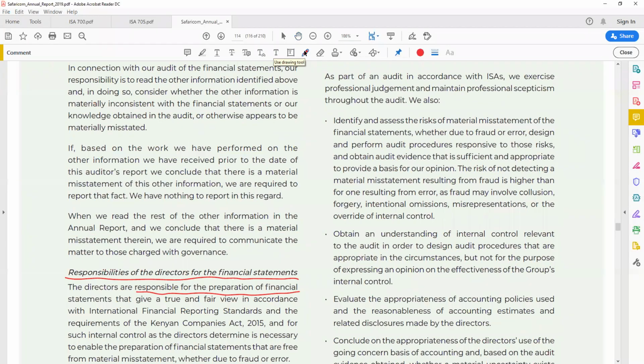Okay, you're able to assess the risk of material misstatement, obtain a study on internal control of the company, evaluate the accounting policies the company has used, and conclude whether the going concern basis was appropriate. So you tell the users, in a summary, what you carried out during the audit.